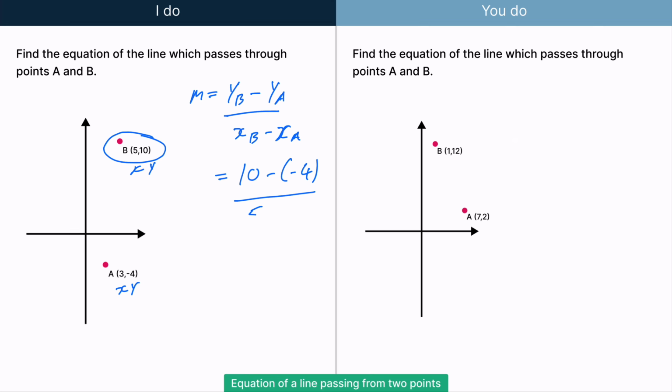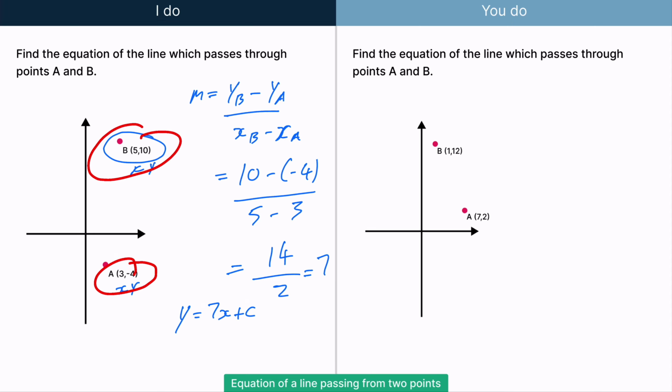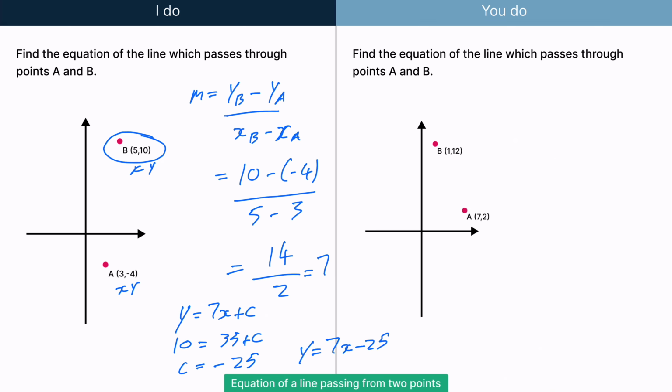And xb is going to be 5 take away 3. Now the top here, that's a negative and a negative. That becomes a positive. So that turns into 14. And at the bottom, 5 take away 2, 3 is 2. So that's 7. So your gradient here is 7x. So we can say y is equal to 7x plus c. And all you do now is pick either of these 2 points and substitute y and x in there to get c. I'm going to pick this one because they're both positive. So that gives me 10 is equal to 7 times 5, which is 35 plus c, which means c is equal to minus 25. So my final answer is y is equal to 7x minus 25. Okay, that is my final answer there.